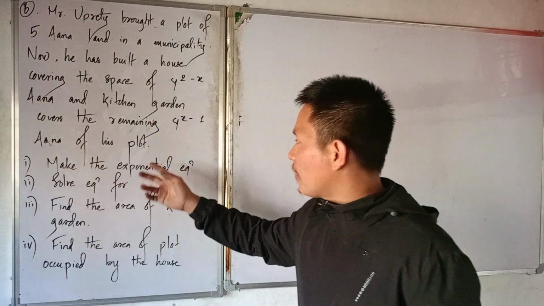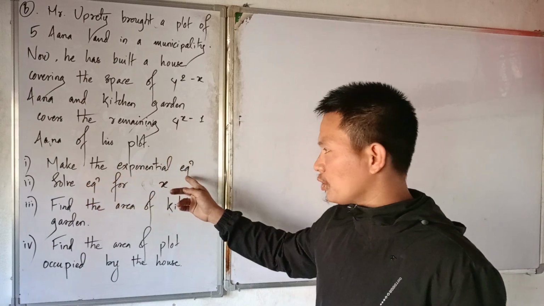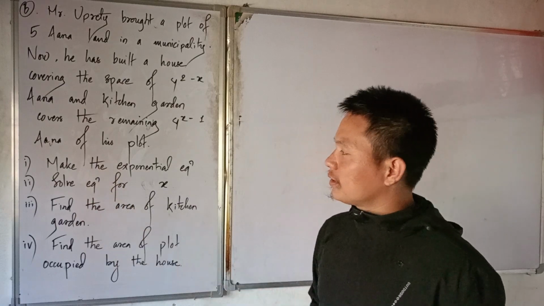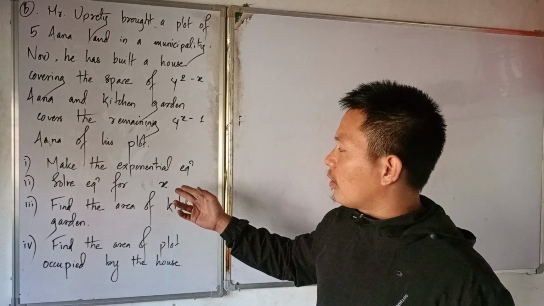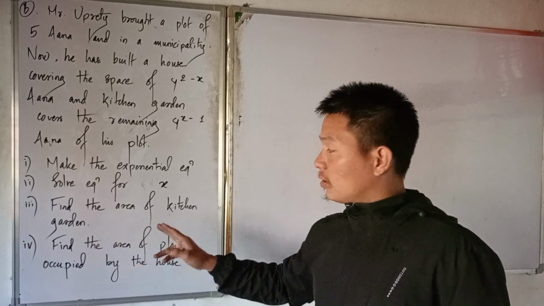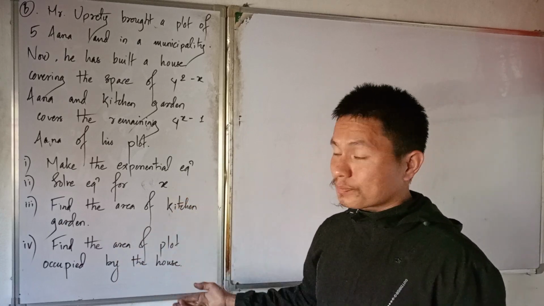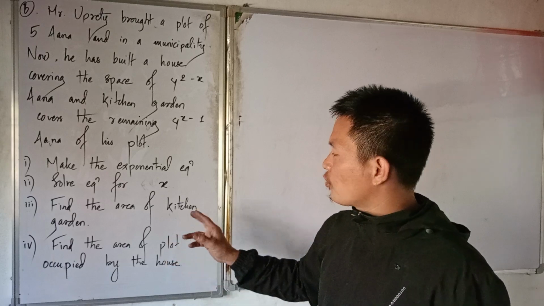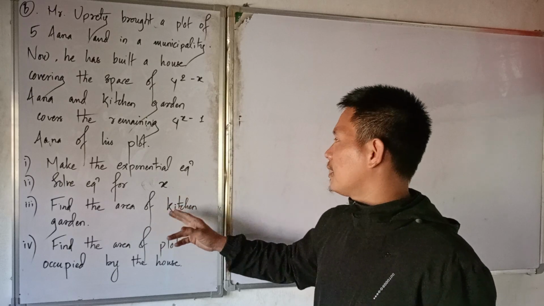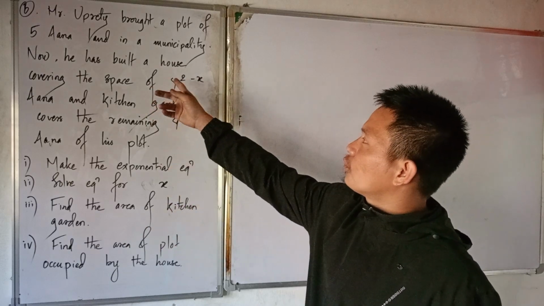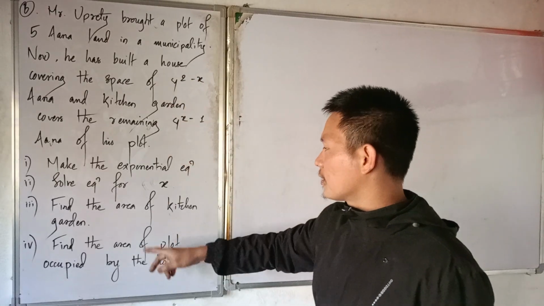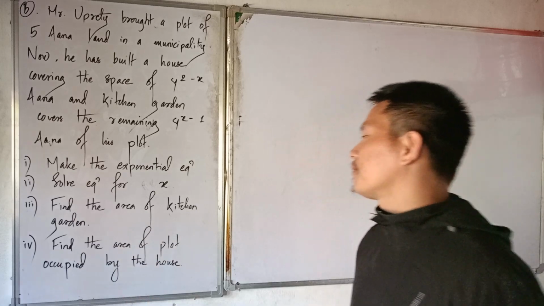After that, first you have to make the exponential equations. It will be easy for you, and solve the equation for x. You'll get it just like we did in the 12A. We'll try to get the values for x and find the area of the kitchen garden. So whatever values of x we get, try to put them in to get the possible area for the house and the possible area for the garden. Here also part I and IV, find the area of the kitchen garden.